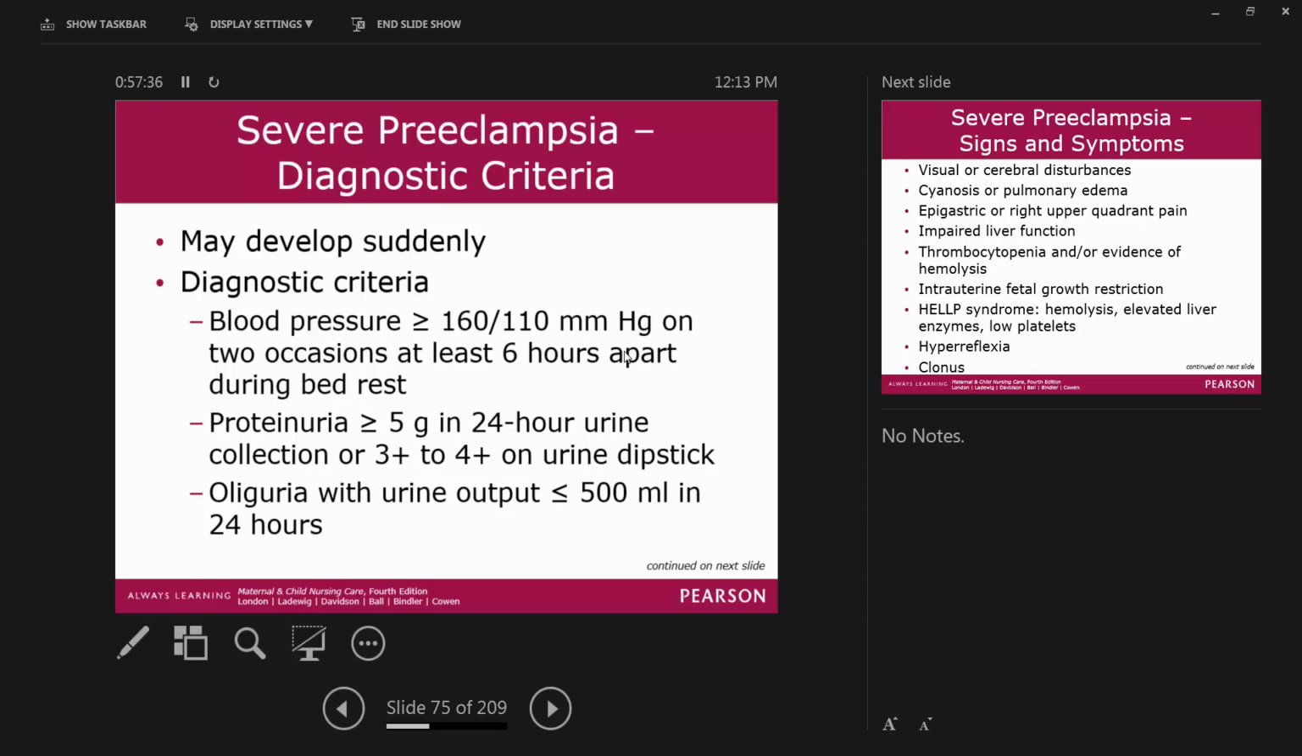Now, if her blood pressures are elevated even more, over 160/110, and she's spilling 5 grams in her 24-hour urine, then she's diagnosed with severe preeclampsia. Okay? Now, if she's diagnosed with mild preeclampsia, they're probably going to manage her on an outpatient basis. But if she's diagnosed with severe preeclampsia, she's bought herself a room at the hospital. So that's the big difference between those two: one is managed on an outpatient basis and one is managed on an inpatient basis.